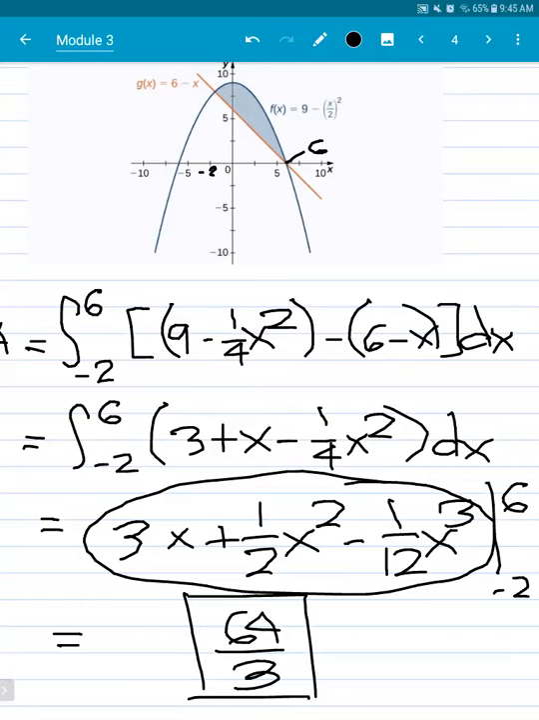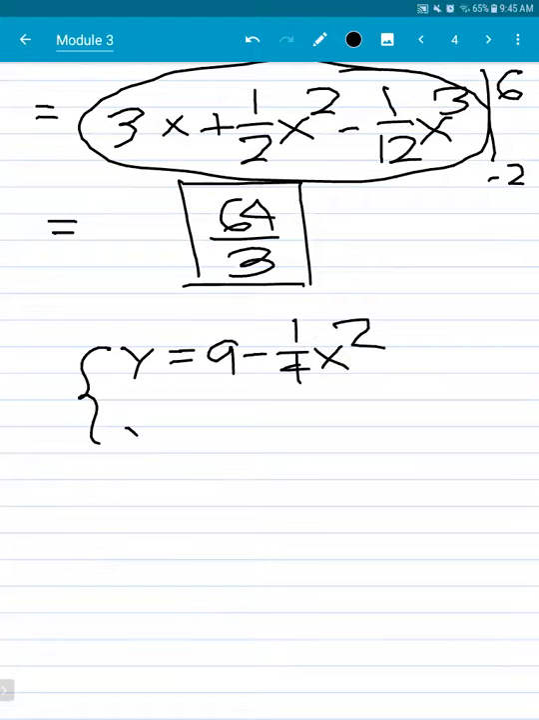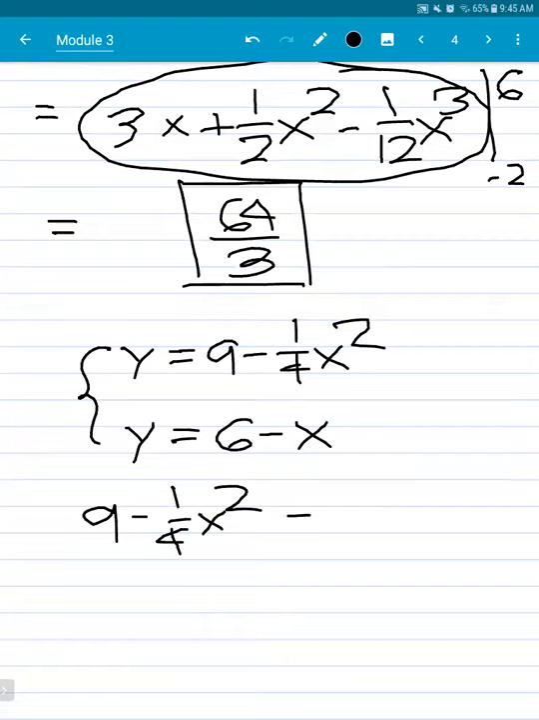So what are the equations? Let's show here. This is the system you have to solve. The equation of the parabola is y equals 9 minus 1/4 x squared. And the equation of the line is y equals 6 minus x. So this is easy. We just equate the two. 9 minus 1/4 x squared equals 6 minus x. And this will become quadratic.